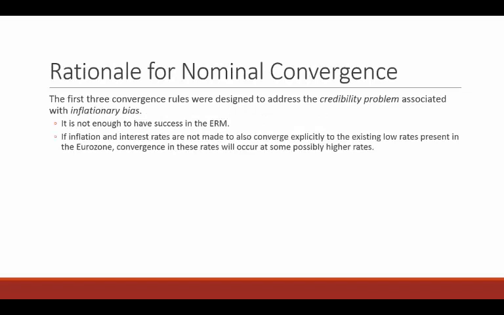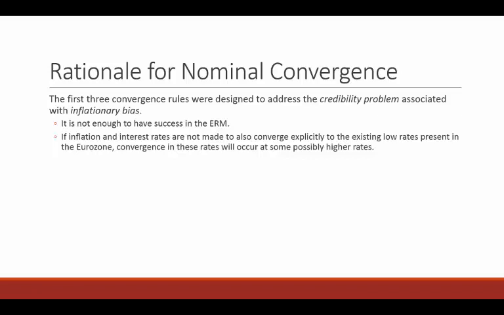As already stated, the rationale for the 3 nominal convergence criteria are to address the credibility problem associated with inflationary bias. The credibility problem arises when a government with control over monetary policy can use it at its discretion to temporarily boost the economy, which it might do in an election year, but which ultimately leads to inflation and hurts the economy afterwards, but after it has secured enough popularity in order to win the election.